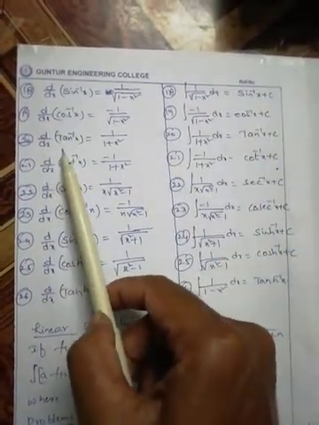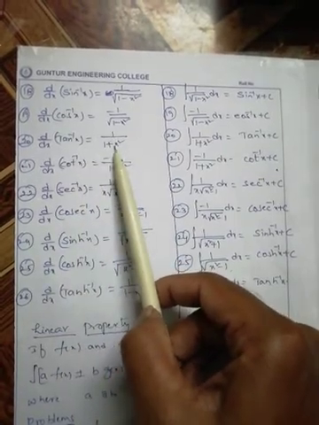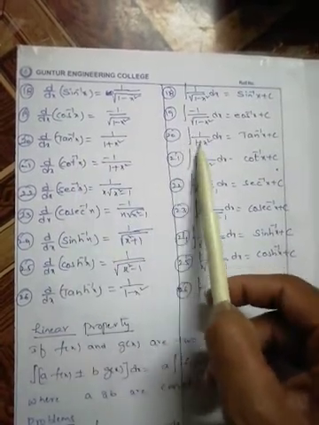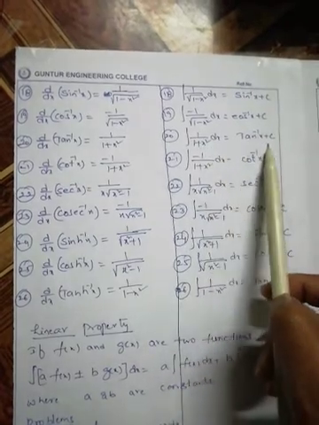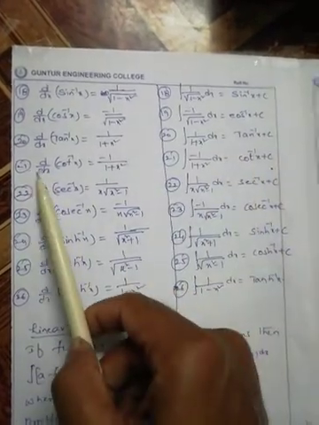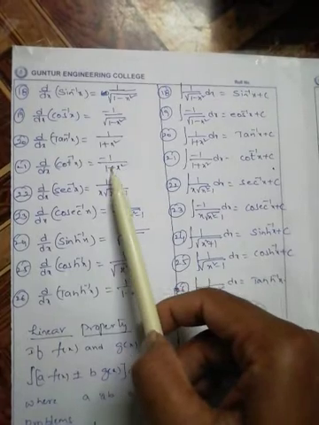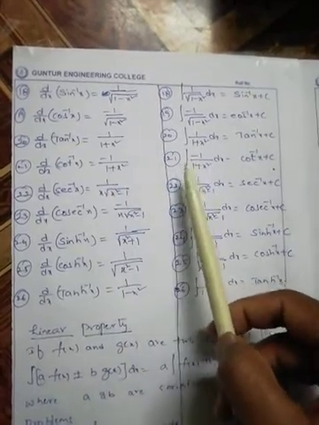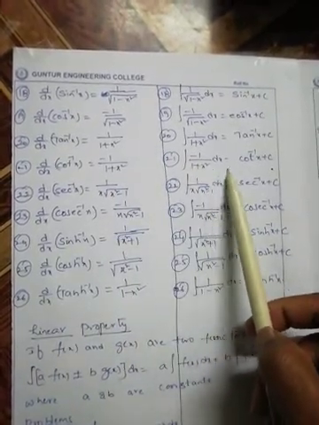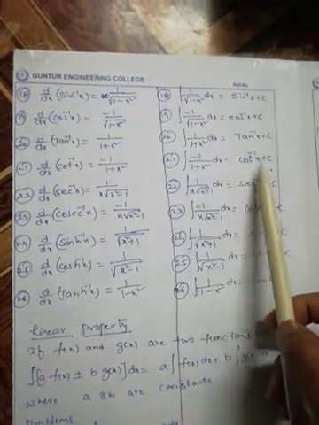D by dx of tan inverse x is equal to 1 by 1 plus x square. The reverse process is integral 1 by 1 plus x square dx is equal to tan inverse x plus c. D by dx of cot inverse x is equal to minus 1 by 1 plus x square. Integral minus 1 by 1 plus x square dx is equal to cot inverse x plus c.